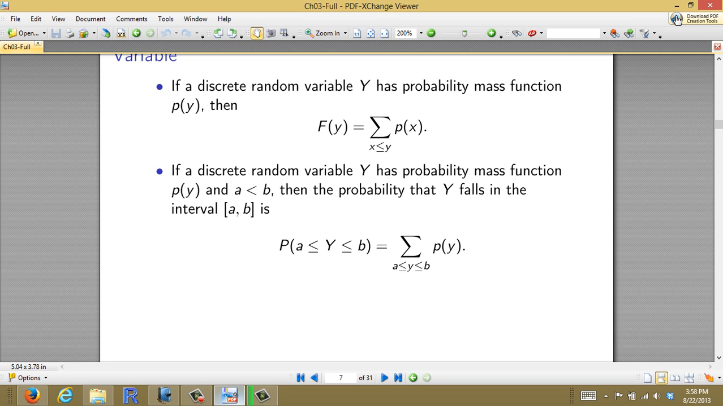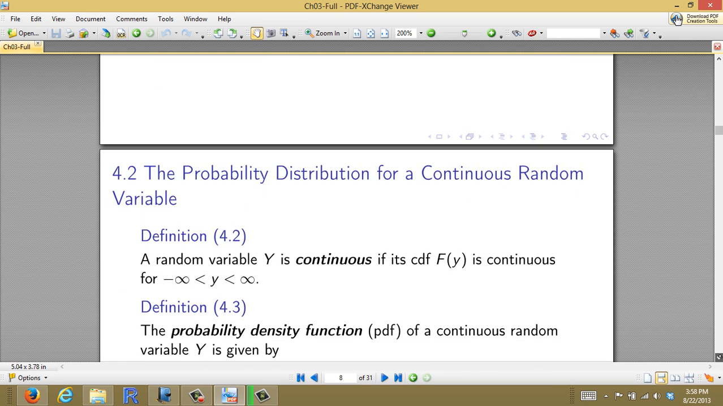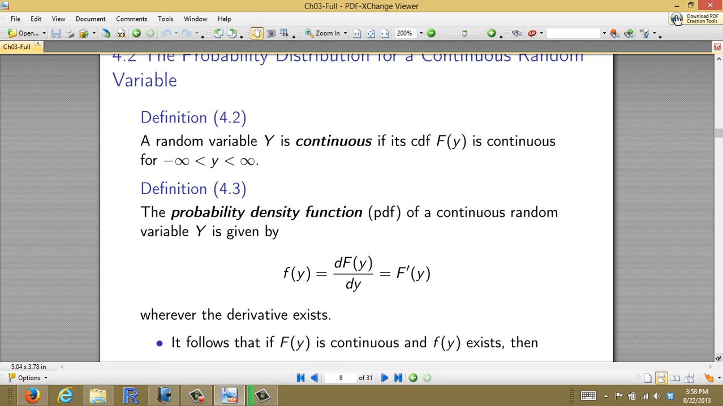And related to the property of the CDF and its relationship to the probability mass function, if you want to find the probability that a discrete random variable is between two values a and b, we once again simply find all the values of y that are between a and b and add up the probability mass functions for those values of y. So this is all just following the basic rules of probability.